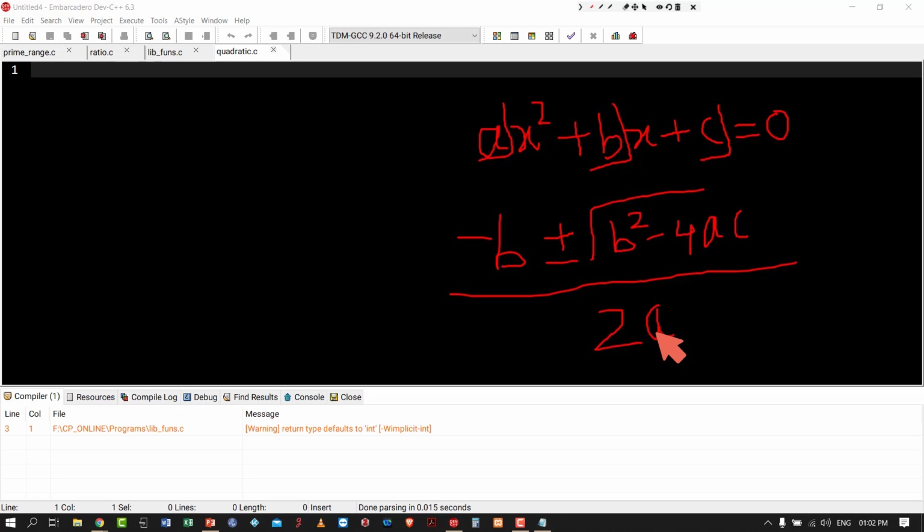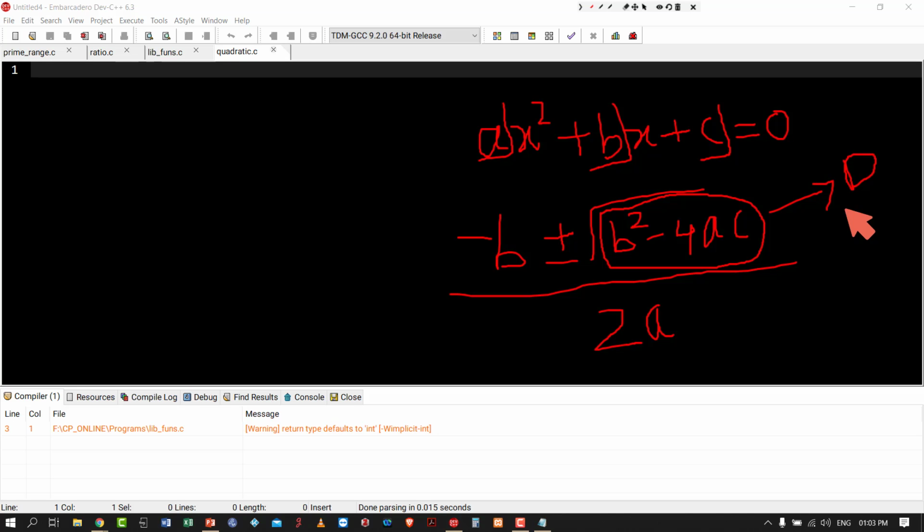What is B square minus 4AC? It is also known as the determinant, so we call it D. It is not the square root of B square minus 4AC, it is B square minus 4AC that is D.